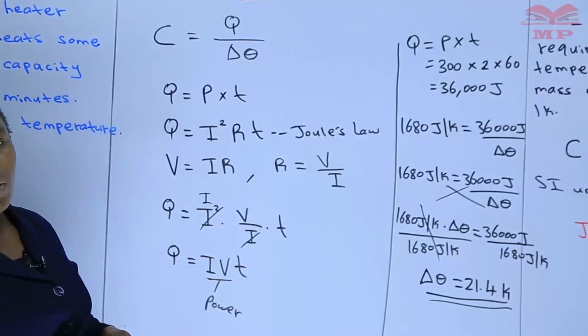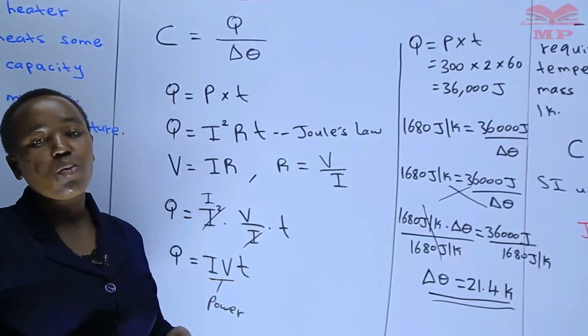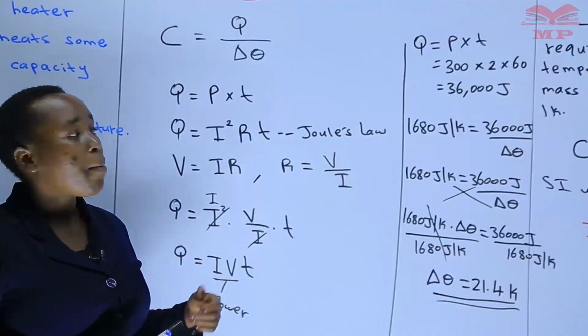So that is it on heat capacity, the amount of heat energy required to raise the temperature of a given mass of a substance by 1 Kelvin.